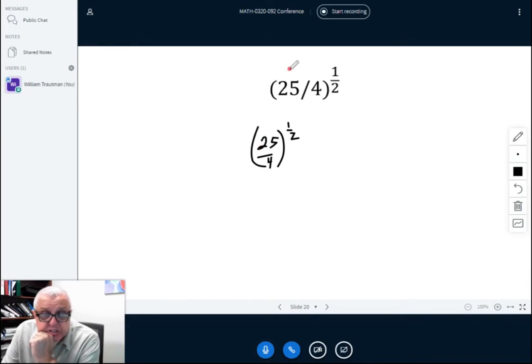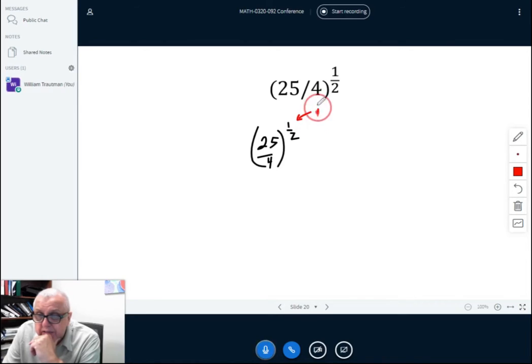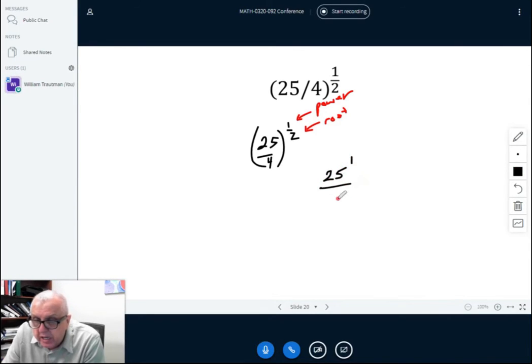This is a fraction that has a power, and the power is a fraction. So it doesn't matter that this is a fraction, but what matters is the power is a fraction. When you have a power that is a fraction, the top is the power of the number. The bottom is the root of the number. So if I rewrote this, this is 25 to the 1 power and 4 to the 1 power. See, the top is the power.